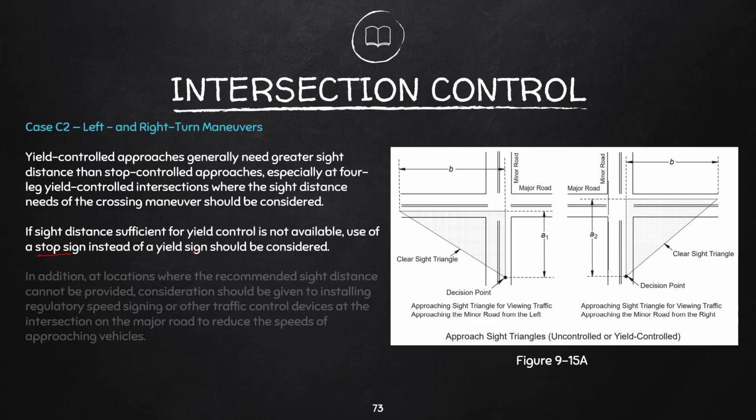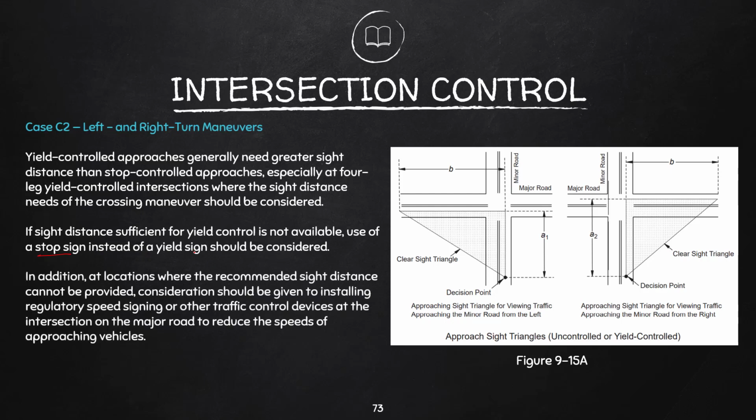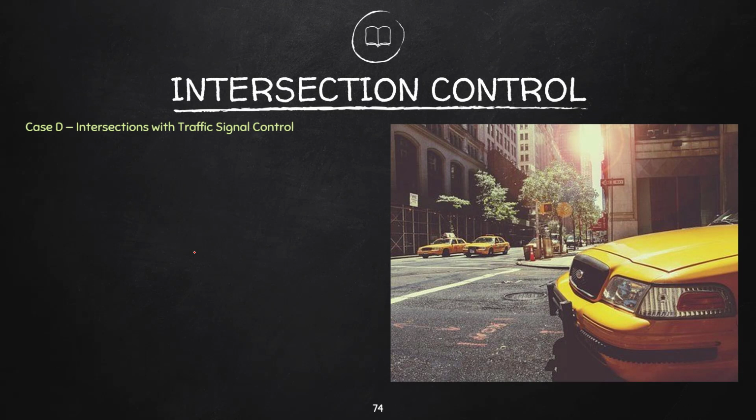Okay. In addition, at locations where the recommended sight distance cannot be provided, consideration should be given to installing regulatory speed signing or other traffic control devices at the intersection on the major road to reduce the speeds of approaching vehicles. So this is the part in which we provide our traffic control devices such as traffic signal lights. We now move to case D, the intersections with traffic signal control.